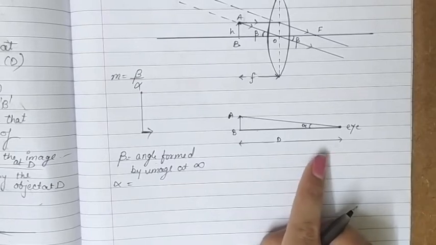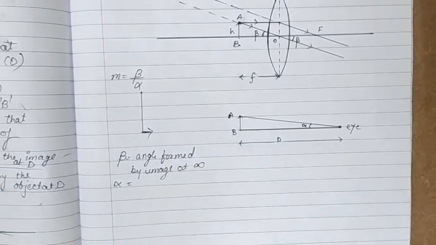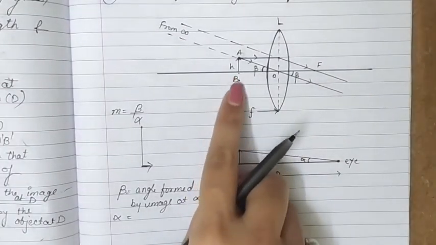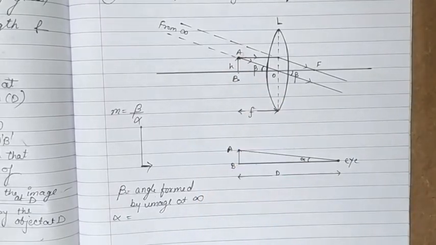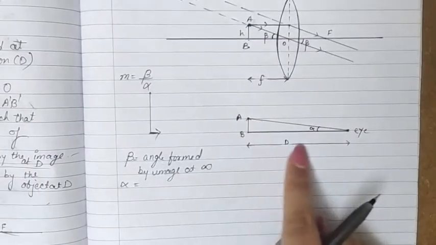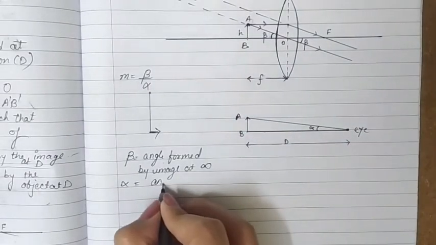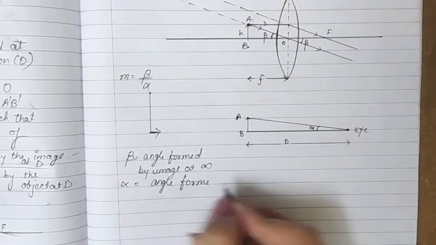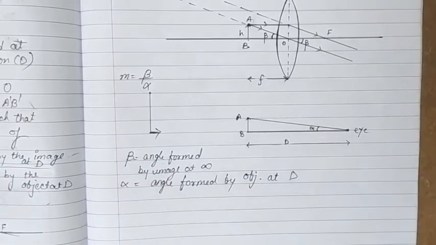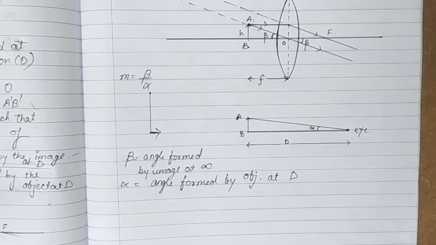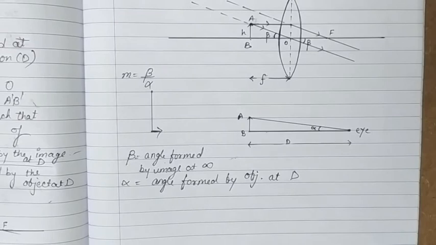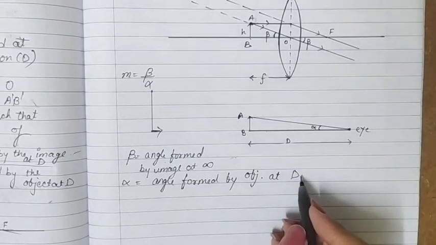If we consider this object to be placed at D: in this diagram the object is placed at focus, so this is not the case. At that time the angle formed is not alpha. Alpha will be the angle when the object is placed at D, so that's why we make a separate diagram for it. So alpha is the angle formed by the object at the least distance of distinct vision, that is capital D. So magnifying power is the ratio of the angle formed by the image at infinity to the angle formed by the object at the least distance of distinct vision.